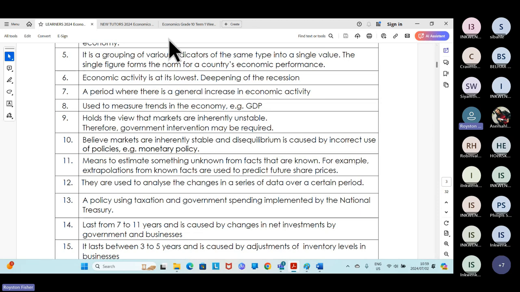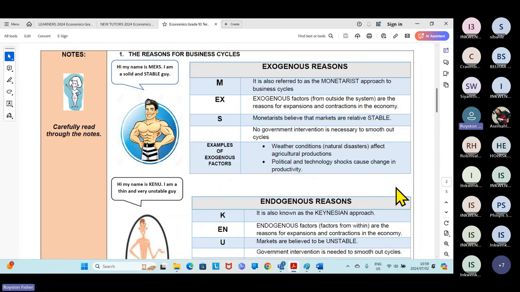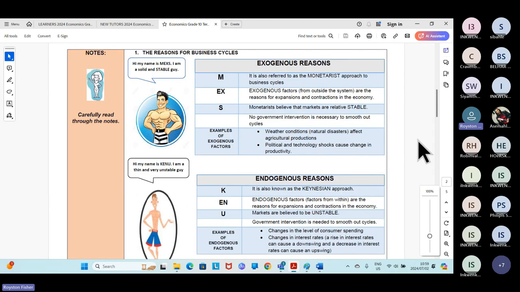So I just want to go back to my resources. I can show you a method to remember this concept. So this is what you have done in grade 10, and this basically would assist you. So it's maybe something that you could also note. So here's an acronym that you could use here, MIXES. So it refers to the monetarist approach. And then it says here exogenous factors. So these are factors that we cannot control.